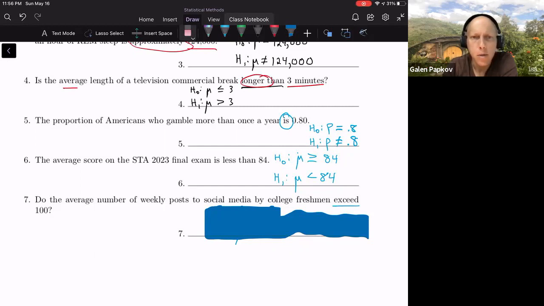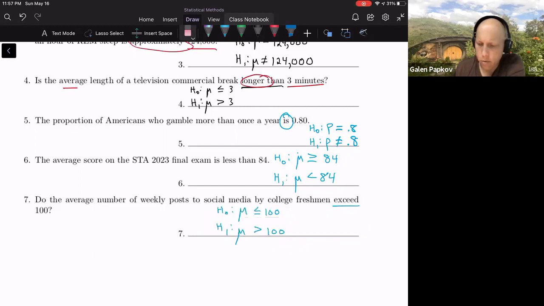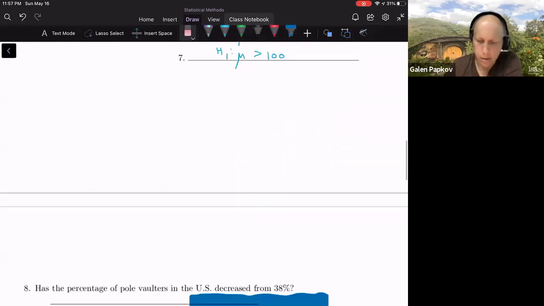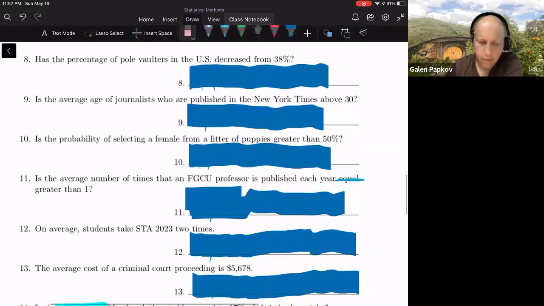7, do the average number of weekly posts to social media by college freshmen exceed 100? So average mu exceed greater than 100. Mu greater than 100 must go in your alternative with mu less than or equal to 100 in your null hypothesis. Moving on. Has the percentage of pole vaulters in the US decreased from 38%?